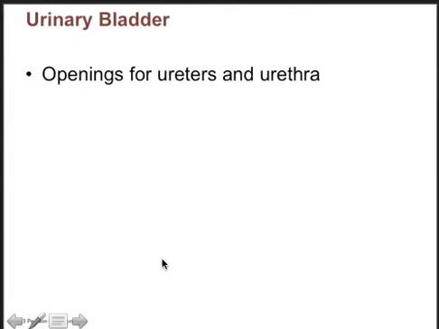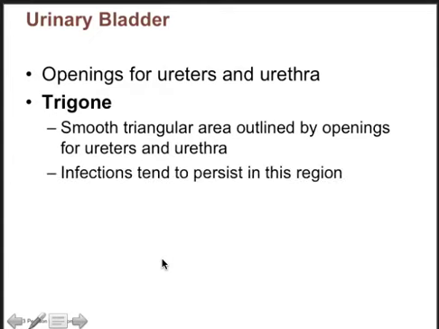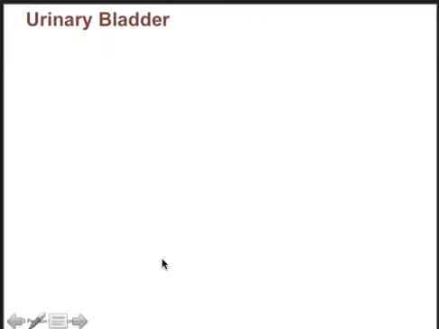There are openings for the ureters and the urethra in the bladder. This is called the trigone. This is a smooth triangular area that's outlined by these openings. Infections tend to persist in this region.